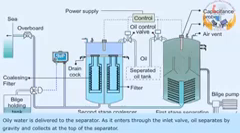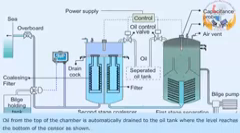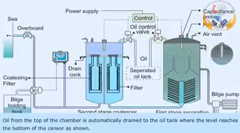As it enters through the inlet valve, oil separates by gravity and collects at the top of the separator. The remaining oil sticks to the baffle plates as the water passes to the second stage. Oil droplets from the plates tend to travel upwards to the oil collection space. Oil from the top of the chamber is automatically drained to the oil tank, where the level reaches the bottom of the sensor as shown.